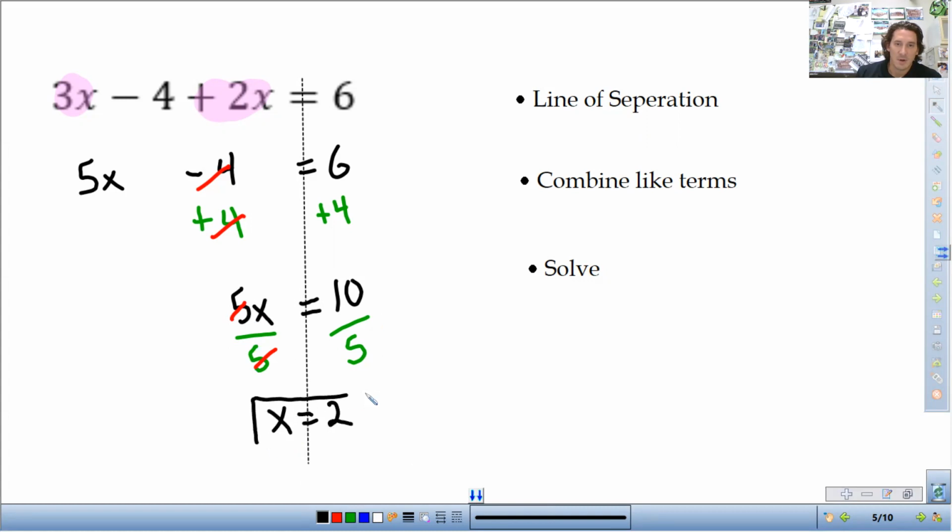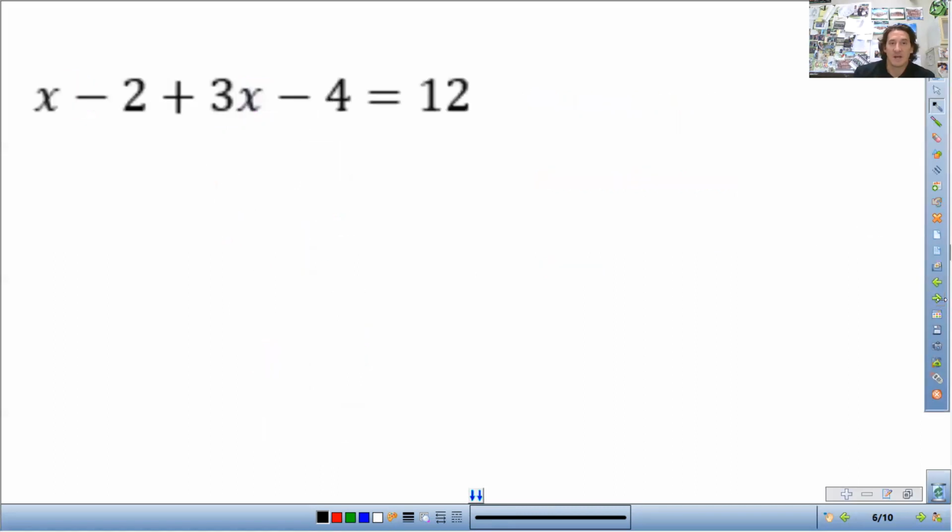So just remember, when they're on the same side of the line of separation, the same side of the equal sign, you combine like terms. It's only when you make it to the step where you're solving that you do the opposite to eliminate things. All right, so here's our next equation. And here it's even more important, because there's a lot going on, that we include this line of separation so we can see where the equal sign is.